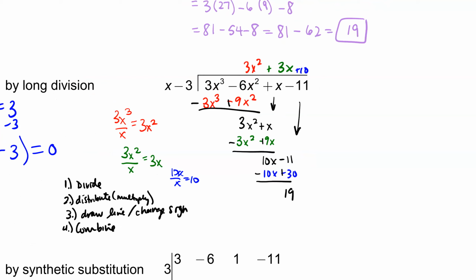So I want you to notice, this is the same thing as what we found before. This is f of 3. All right, your remainder. So if we know when we divide, that's our remainder. Cool, we just do synthetic because it's always much, much faster than long division.